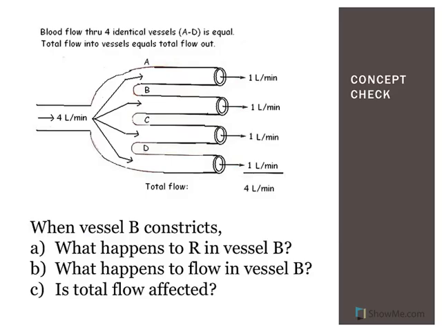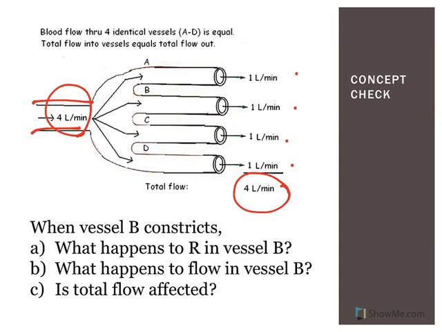So let's just look at some clinical applications first, or some checking of the concept. So here's a blood flow, vessels A through D. Okay, so they're branching off of this vessel here. Flow rate is 4 liters per minute. Notice all these add up together, 4 liters per minute, because the total flow rate's the same.